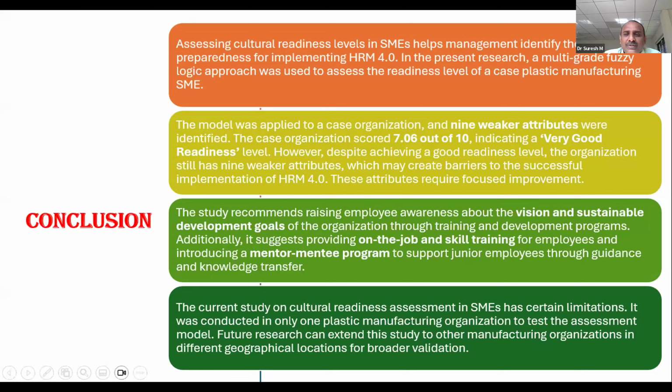These are the conclusions. The current case organization scores 7 out of 10, which is a very good readiness. Still, there is scope to improve their readiness level to reach 9 or 10, and then they can go for HRM 4.0 implementation. For future research direction, this is a continuous assessment method. They can reassess at every time interval, after 3 months or 6 months. Once the weaker attributes are addressed, they can move to the next level. If they reach the highest level, then they go for HRM 4.0 implementation in the particular organization.